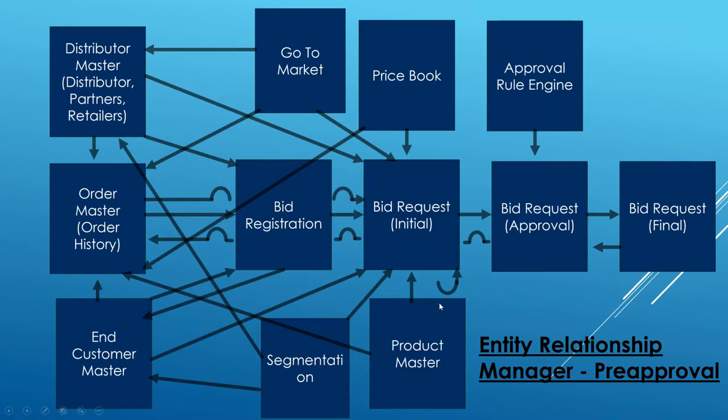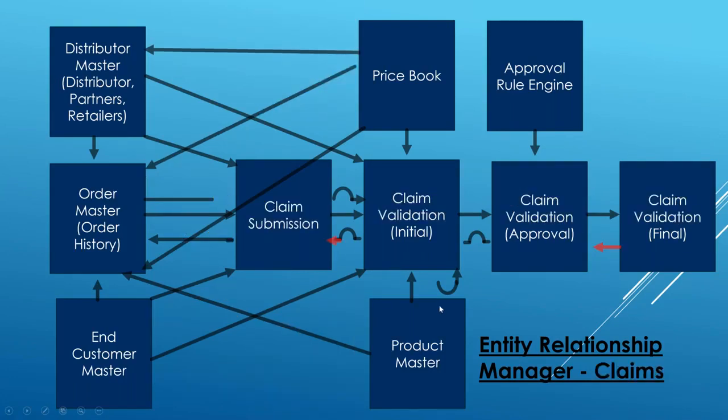Similarly, claim submission. So many diagrams. How will the claim submission happen? Claim submission is an external page. Claim validation is an internal page. They should have a page from where they can submit a claim with the claim ID and all the details. As soon as they submit, immediately the system should create a claim.